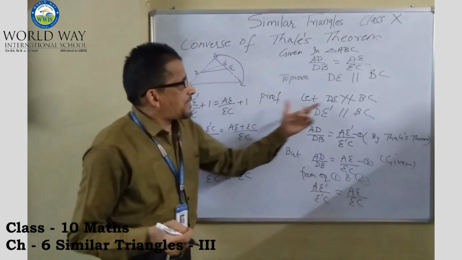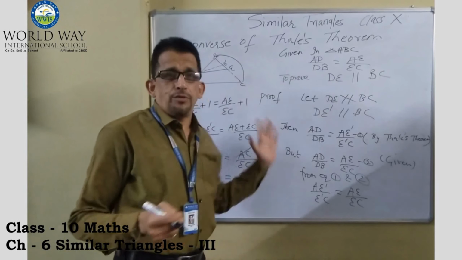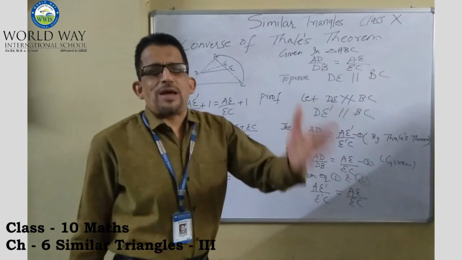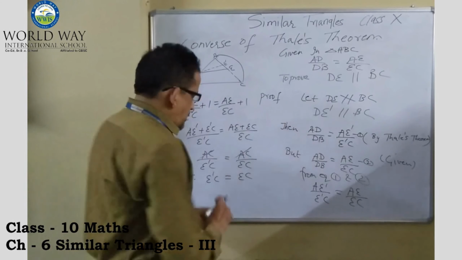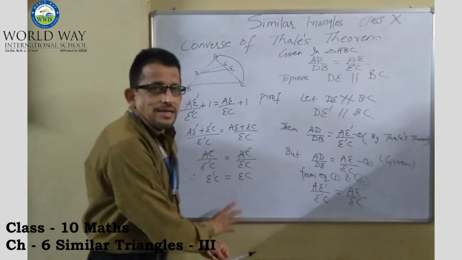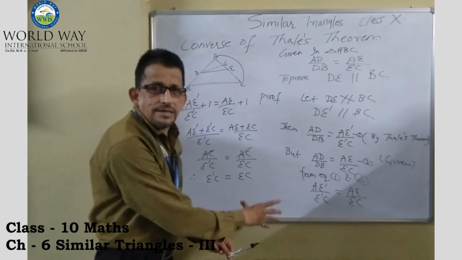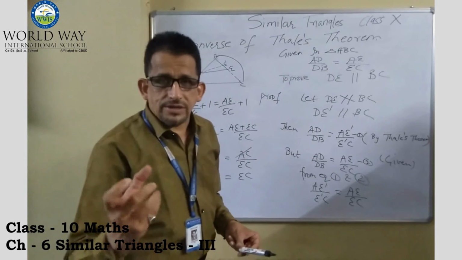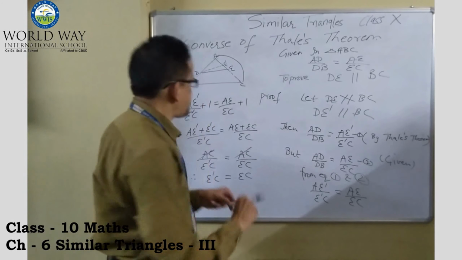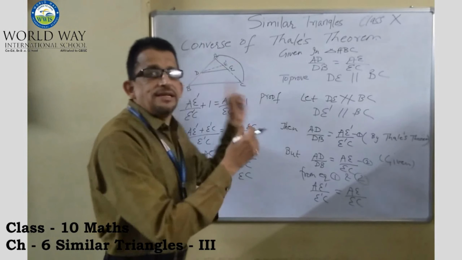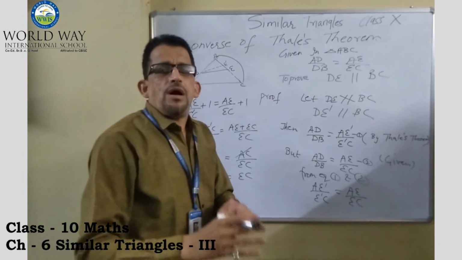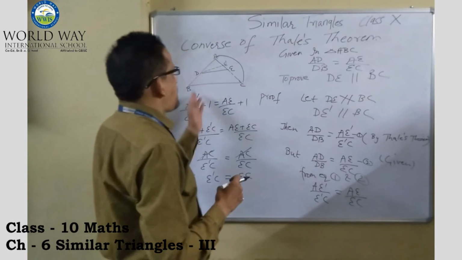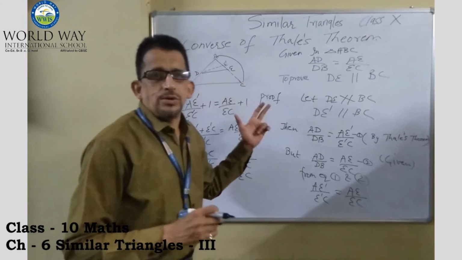तो हमने क्या सपोज किया था कि DE is not parallel to BC. हमने प्रूफ कर दिया कि DE, DE dash है. तो hence DE is parallel to BC. तो यहाँ पर थोड़ी सी थ्योरी लिखना पड़ेगी. This is impossible unless or until E and E dash coincide with each other. Hence DE dash is DE itself. So our assumption is wrong. Hence proved that DE is parallel to BC.